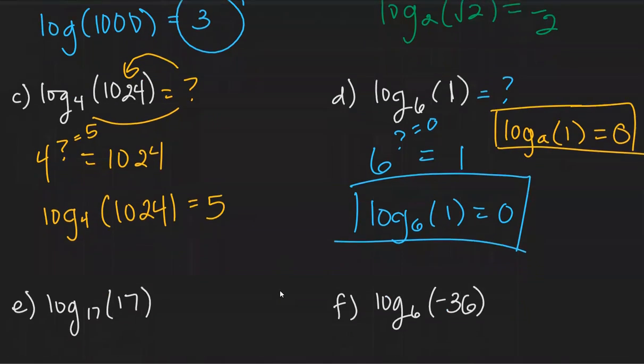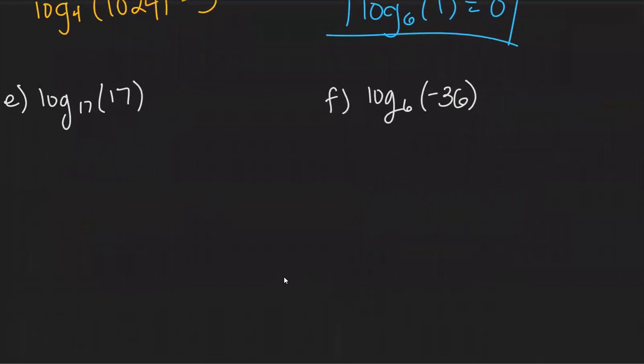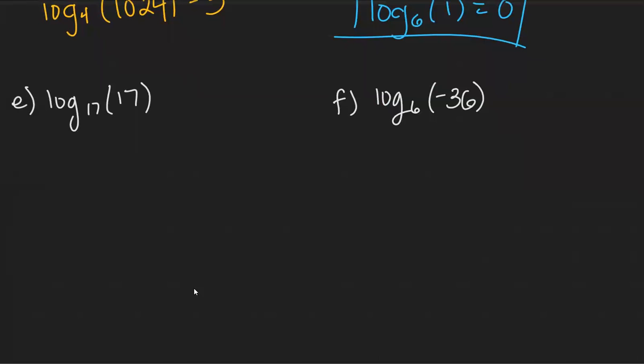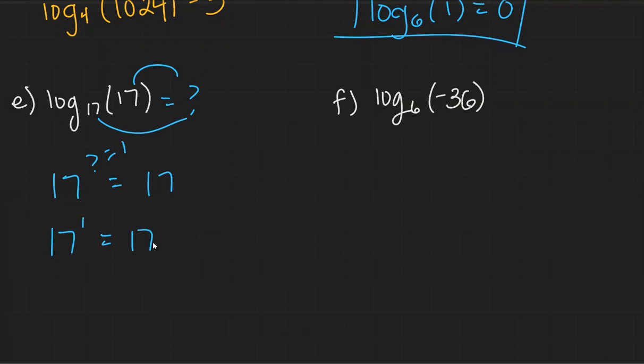Okay, 2 more examples and then we'll wrap things up. So log base 17 of 17. What are we asking ourselves? Mystery. 17 to what power is 17? Well, I'm going to get the same thing as my original base. What does this exponent have to be? 1. 17 to the first power is equal to 17. So the answer to this is 1. Log base 17 of 17 is equal to 1.